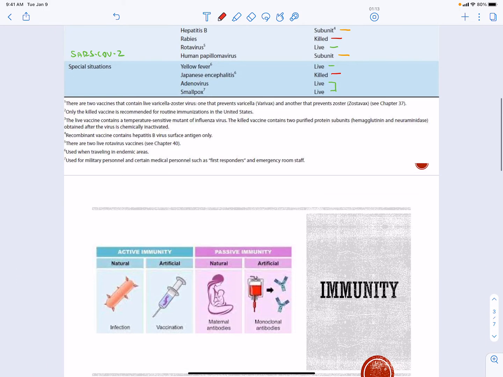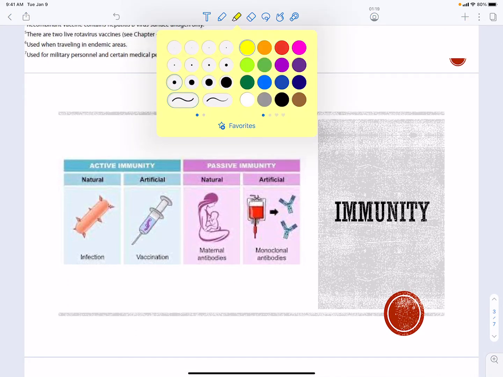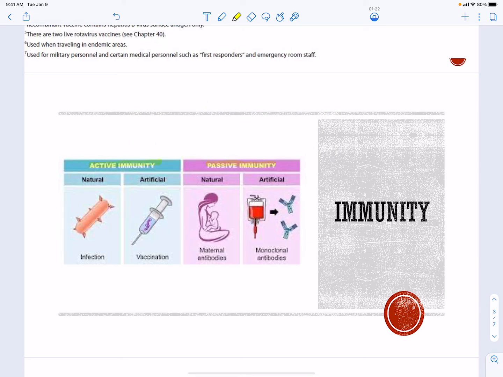Now, immunity, as we know, is going to come in two forms. We have active and we have passive immunity. Active immunity is where your immune system is going to respond either to an infection or to a vaccination and develop an immune response to it. Passive immunity is where you're given an immune response, either from mother to child in maternal antibodies or through monoclonal antibody therapies, or the transfer of convalescent serum from a patient who has recovered from the infection to a patient who is suffering from the infection, such as what we're seeing with SARS-CoV-2.